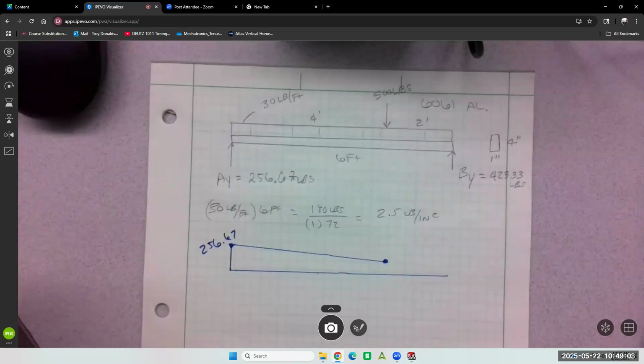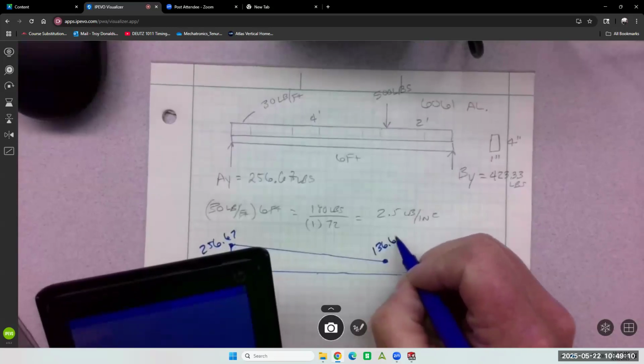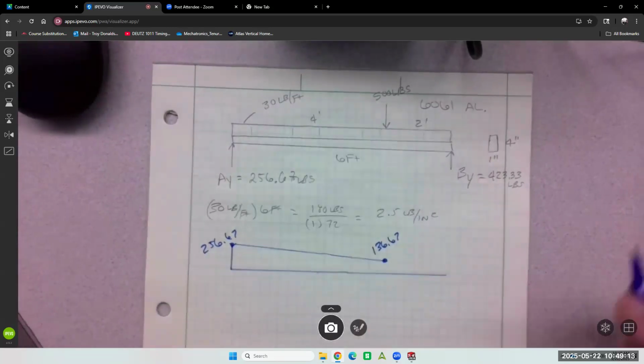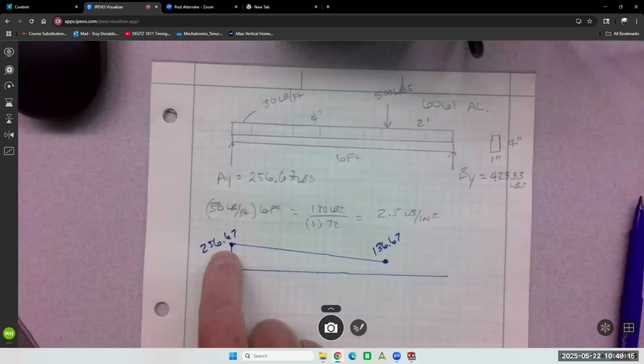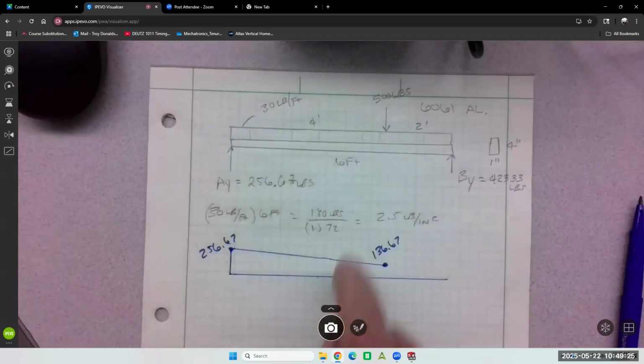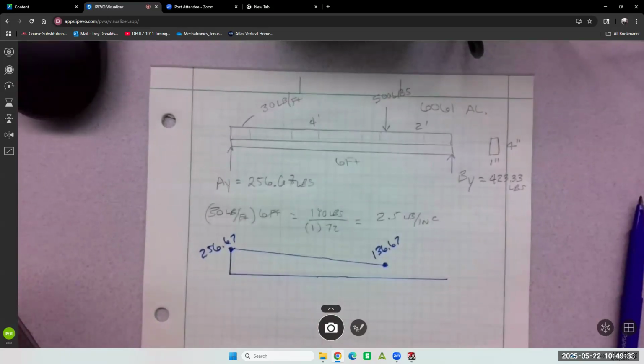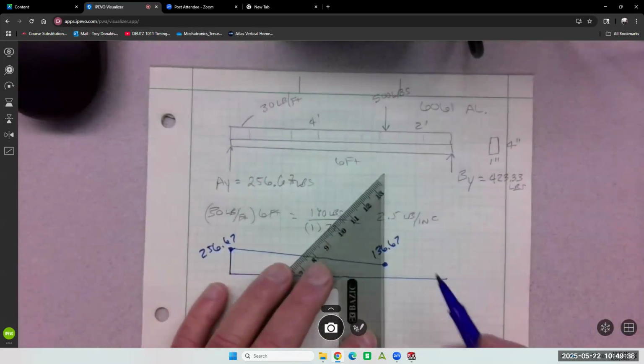Something wrong. 136.67. Right, 133. Yeah. 6.7, or 136.7. Should be 256 minus 4 times 3, which is 120, right? Yeah. 256.67 and a 120 minus. It's all good, Aiden. It's your calculator.